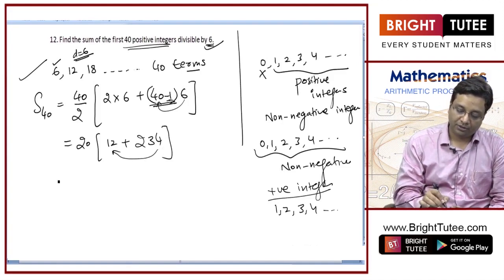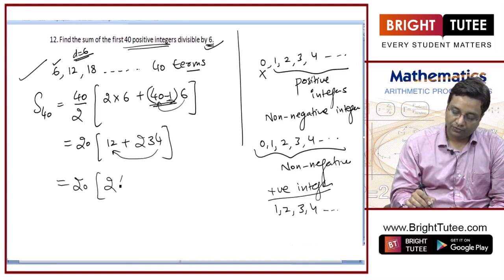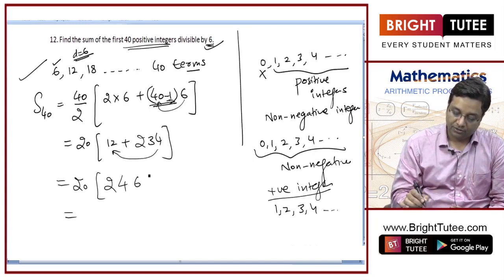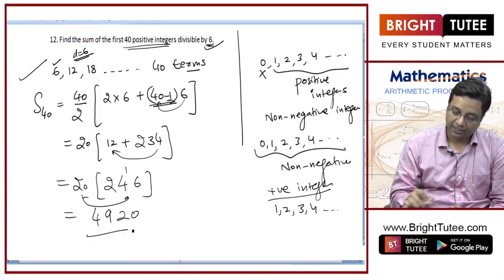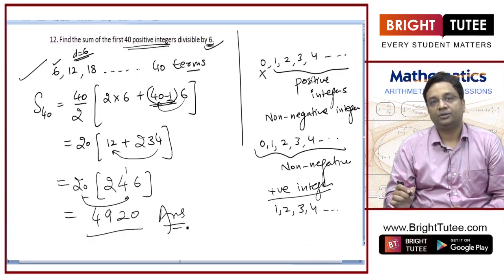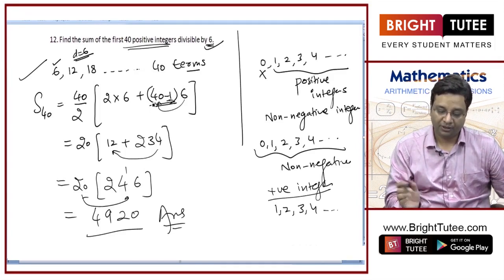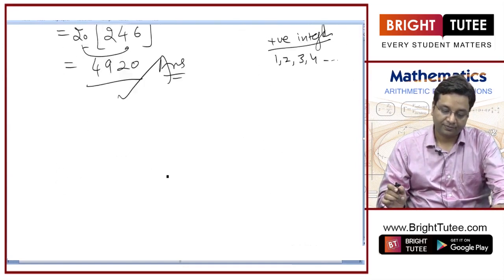And 234 plus 12 is equal to 20 into 246, right? So you multiply it by 20 and you will get your answer. It is equal to 4920. So this is your final answer. Otherwise you could have also taken 6 common from here to make the calculation simple. Otherwise this is your final answer, right?